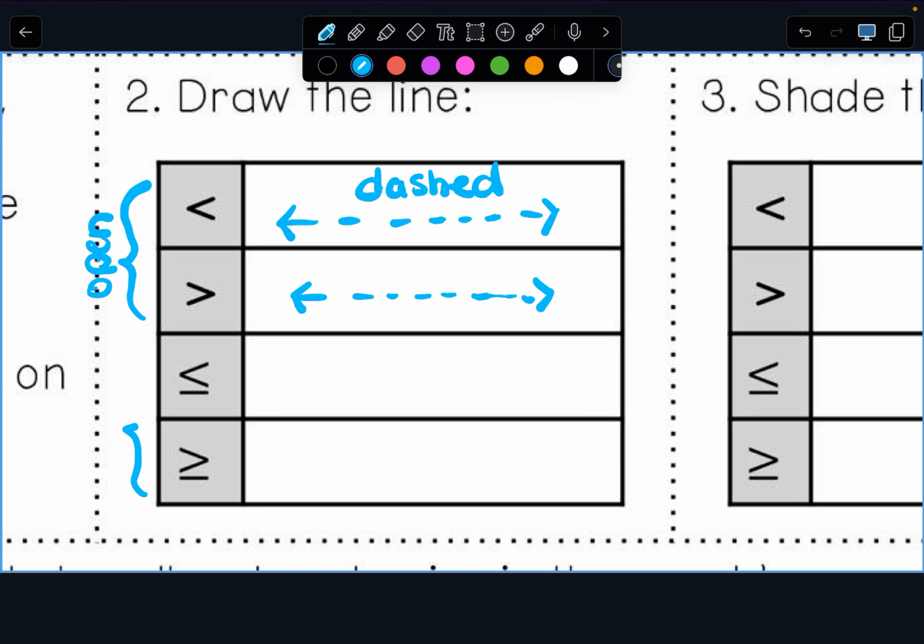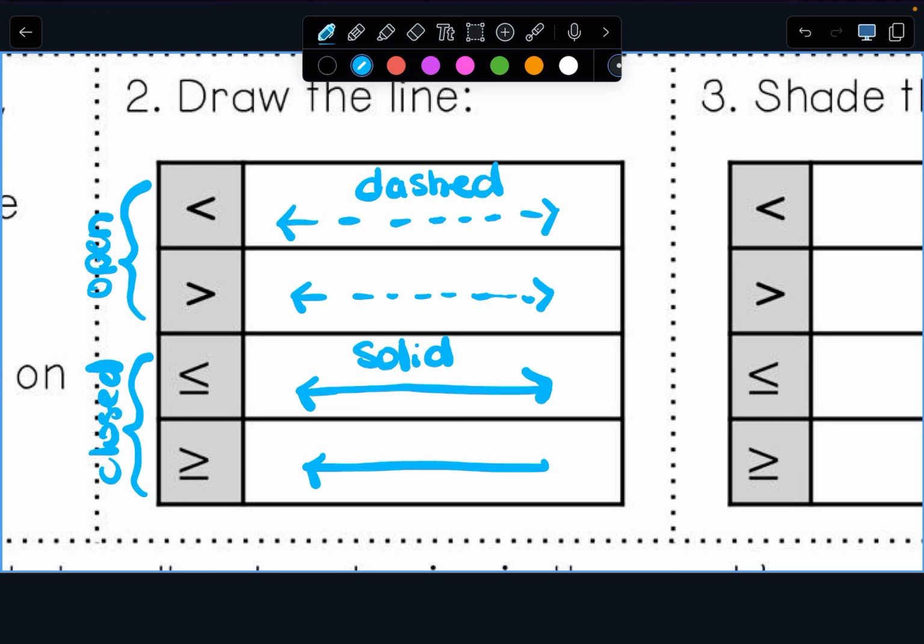All right. Now, this one is underlined. When you have it underlined, that is considered a closed circle. And a closed circle, you graph a normal line just as we always do. Connect all the points. It is solid. So the inequality will tell you whether it's a dashed or solid line.